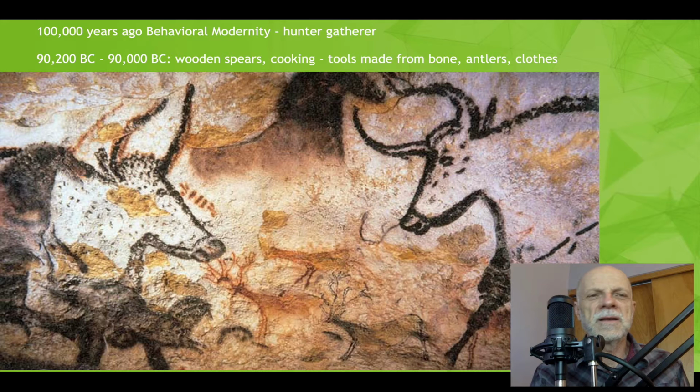About 100,000 years ago, Homo sapiens developed behavioral modernity, which is when you got this ability to plan, to reason, to do abstract thinking. Art, music, all those things started about then. That's the last volume of the book. And we're still hunter-gatherers. If we move from page to page, the page representing 9200 BC and 9000 BC, not much of a difference. Wooden spears, cooking, tools made from bones, antlers, and clothes. So at least in the beginning of that last volume, page after page is pretty similar in life on Earth.